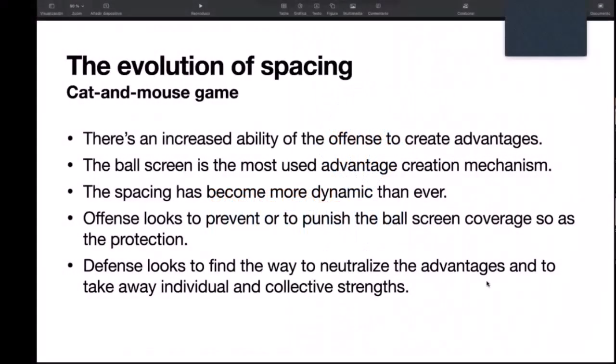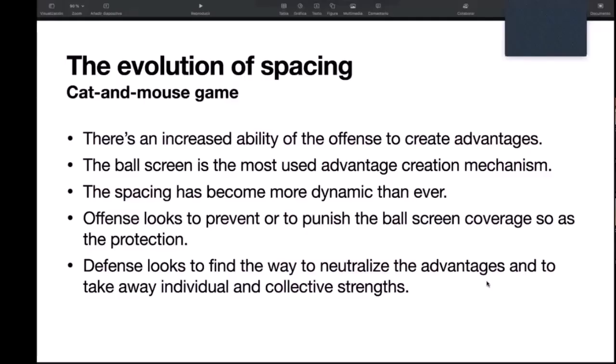I will talk about the spread ball screen defense. But first, before we get into it, I think it's important to talk about the evolution of the spacing, and then we will understand better why I'm really excited about talking about the spread ball screen defense. I think we can all agree that there is an increased ability of the offense to create advantages, and also that the ball screen is the most used advantage creation mechanism.